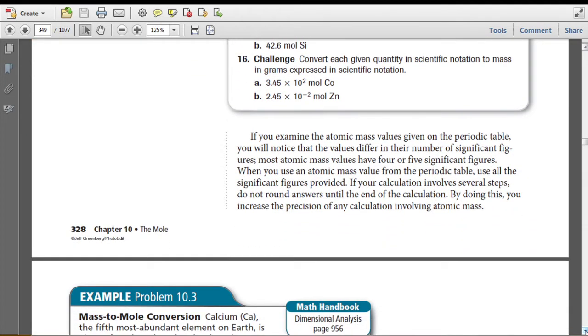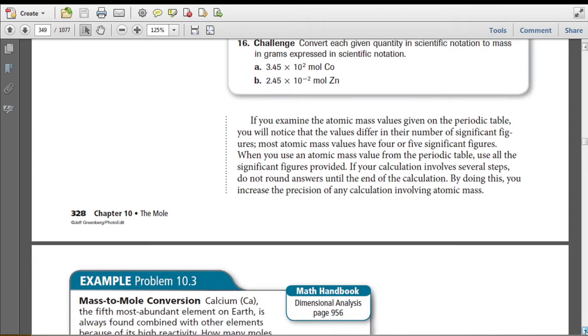If you examine the atomic mass values given on the periodic table, you will notice that the values differ in their number of significant figures. Most atomic mass values have 4 or 5 significant figures. When you use an atomic mass value from the periodic table, use all the significant figures provided. If your calculation involves several steps, do not round answers until the end of the calculation. By doing this, you increase the precision of any calculation involving atomic mass.